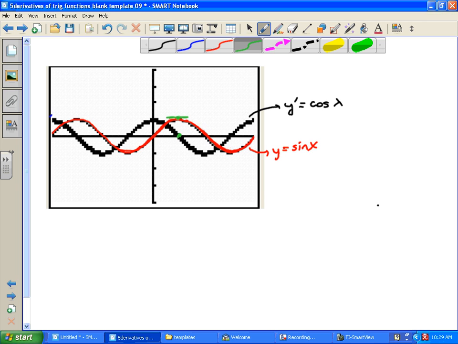Let's check another point. Sine function, it has a horizontal tangent right here, correct? The slope is 0. And check the cosine function. Sure enough, the cosine function has a 0 right there. So these are just a few little things that we're doing to check this.